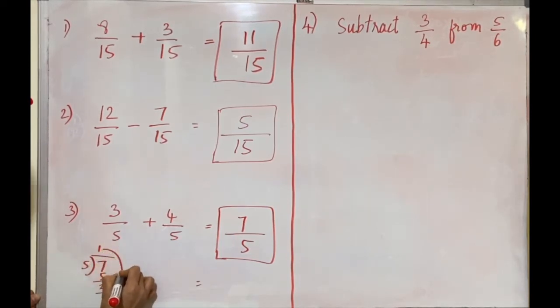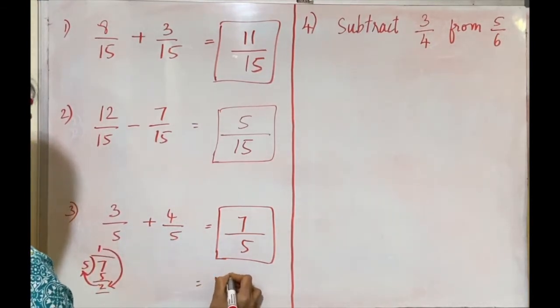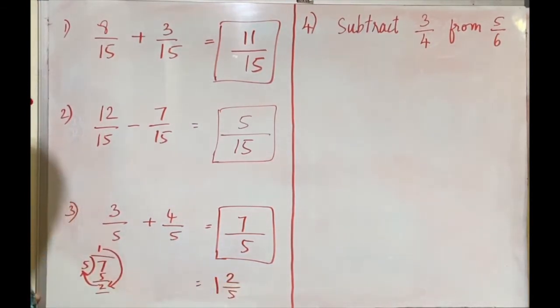Okay, from here you will start. So your answer will be 1 and 2 by 5. 1 and 2 by 5. The denominator will be the same. Okay, so 1 and 2 by 5, like this.